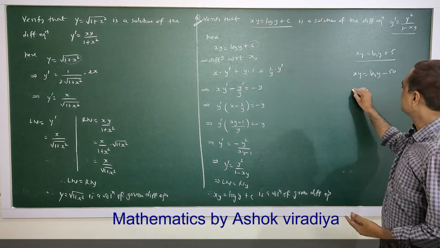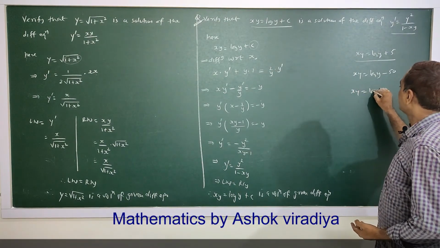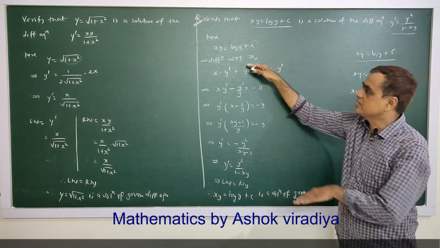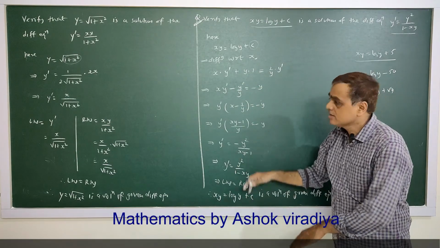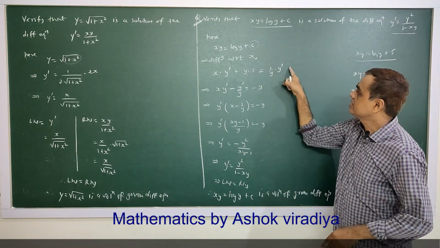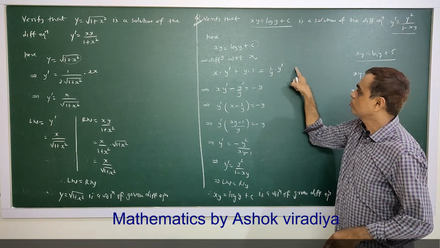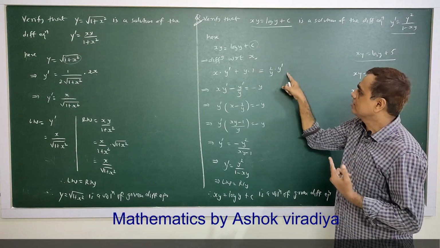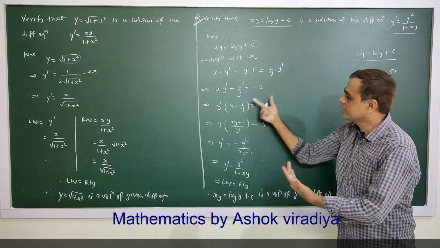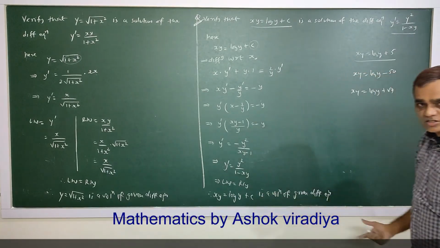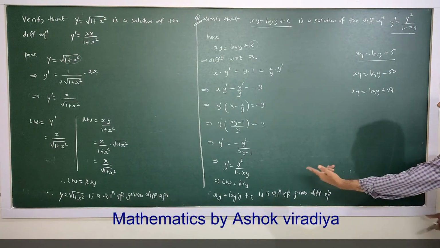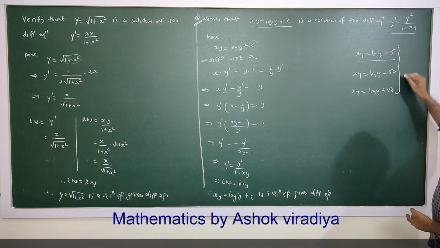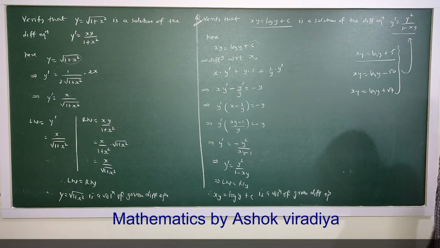In place of c, if you are given any real number, then this calculation will not be affected, because the derivative of c is every time 0. If you keep here 5 or 50 or 5 crore, 0. So all terms remain unchanged, and at last we get this equation. So all these curves are satisfying this equation.